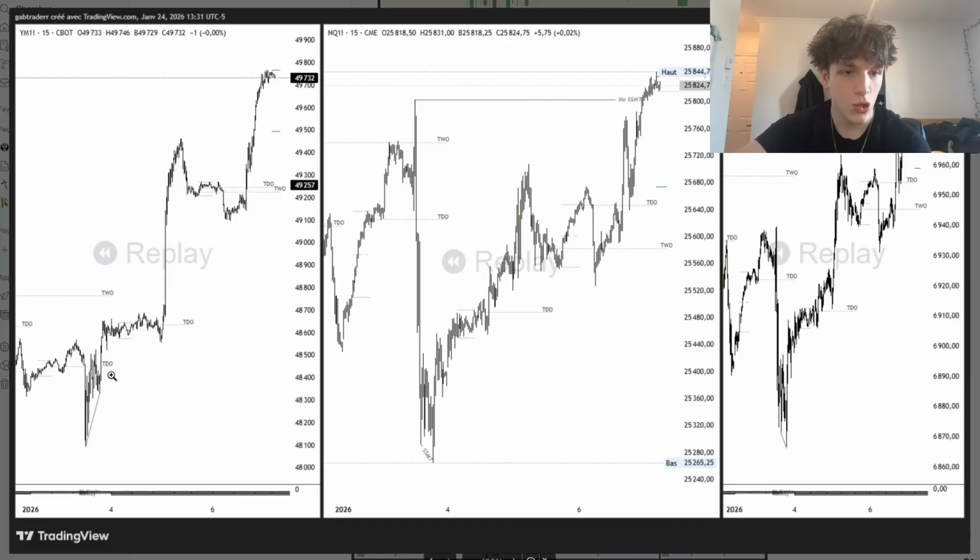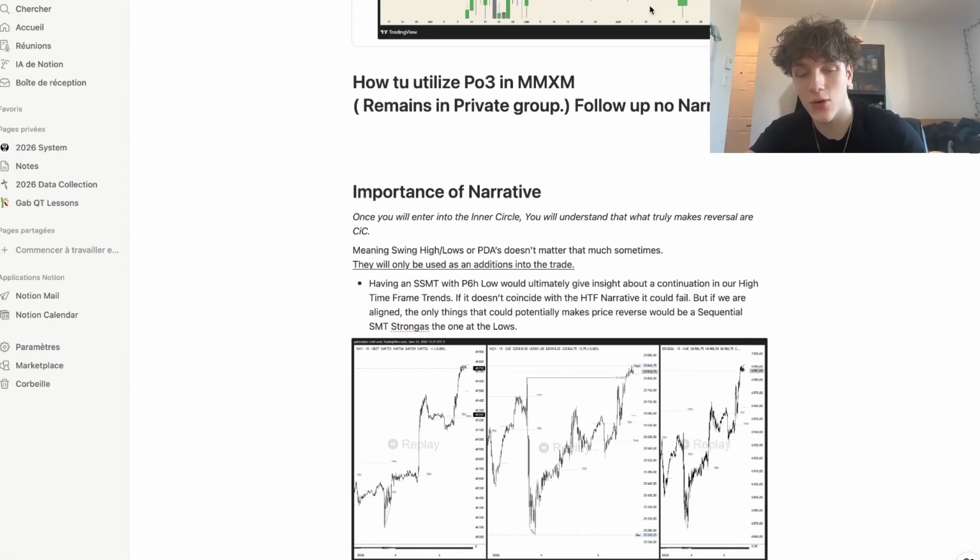All right, so referring to that, you see YM didn't sweep it, NQ did, ES did. So we have a cracking correlation at the low of the power of 3. This was a daily power of 3 along with the weekly. Price ran up and we didn't care at all about those bearish PD arrays right there. Why? Because the high of our higher time frame power of 3 has no sort of sequential SMT, meaning nothing invalidates the move higher. That's why I don't like people using PD arrays as their narrative.